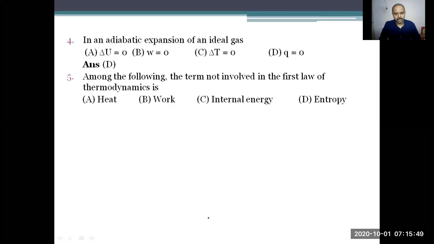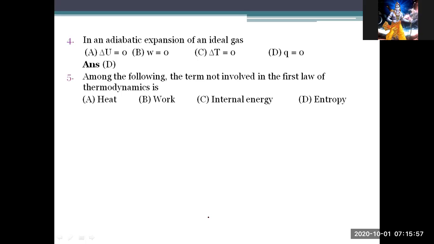Among the following, the term not involved in the first law of thermodynamics is entropy. Entropy is involved in which law? Second and third. Okay, so second and third. Very good. So we'll take up option D.